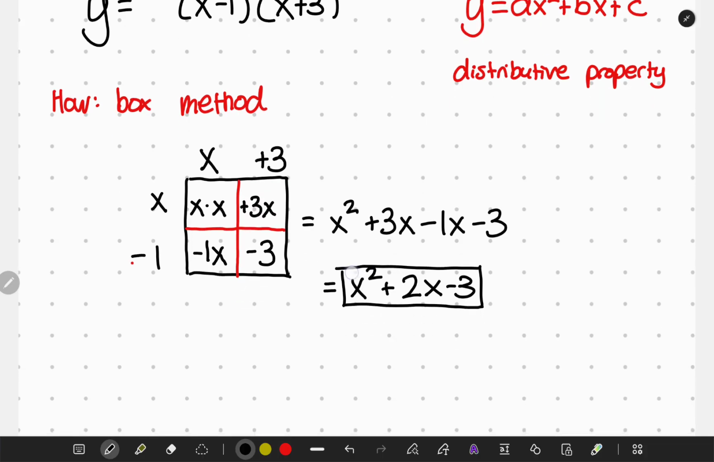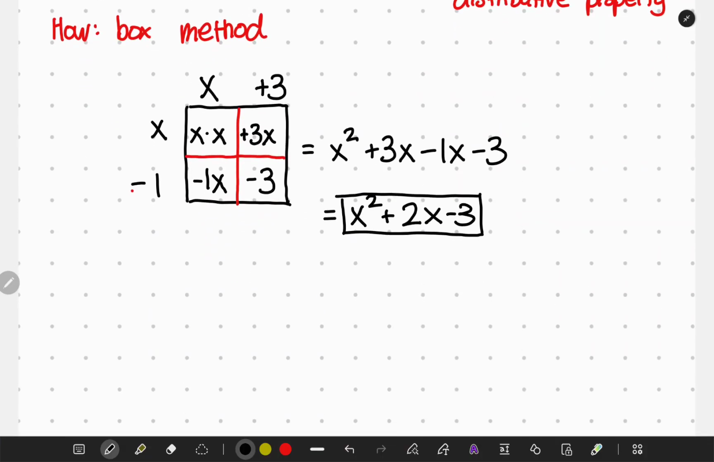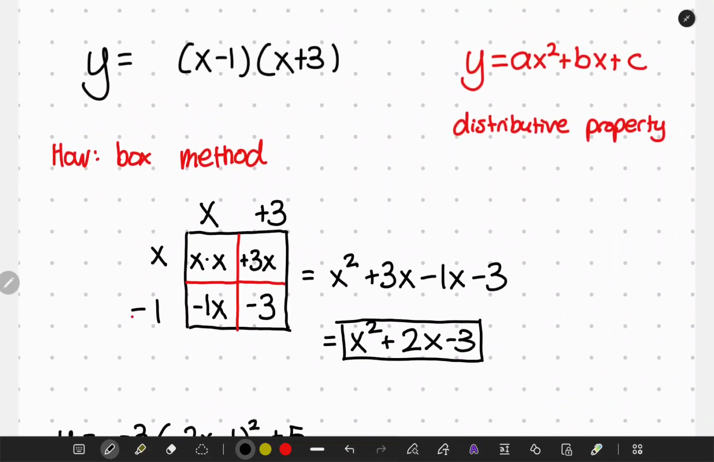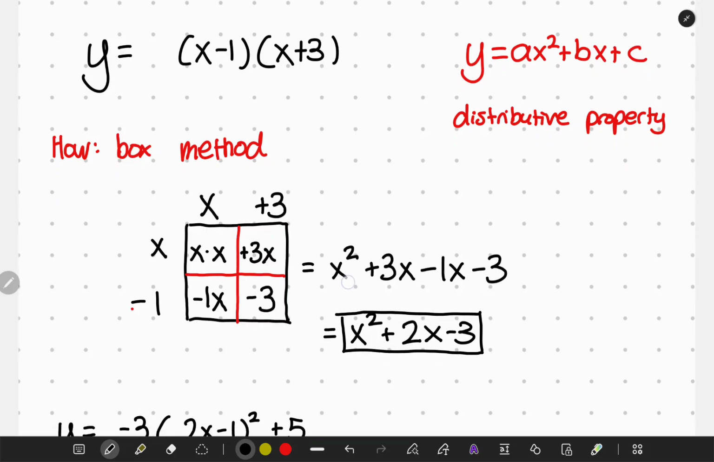Now, let's try a little bit of a harder example. Let's just say, for example, I had y equals negative 3, parentheses, 2x minus 1, squared, plus 5. Okay, a lot of stuff is happening here. And especially, I don't notice here that I have the two parentheses.